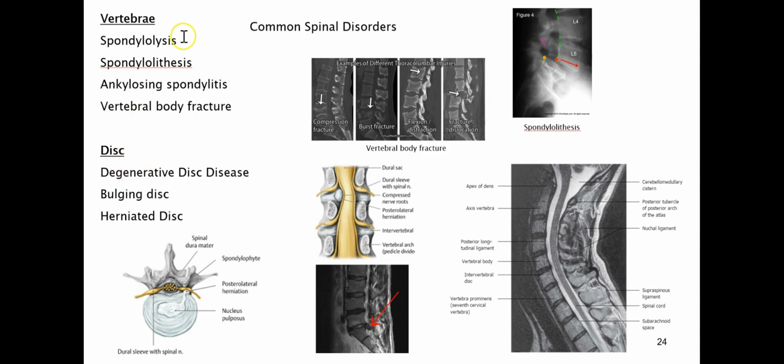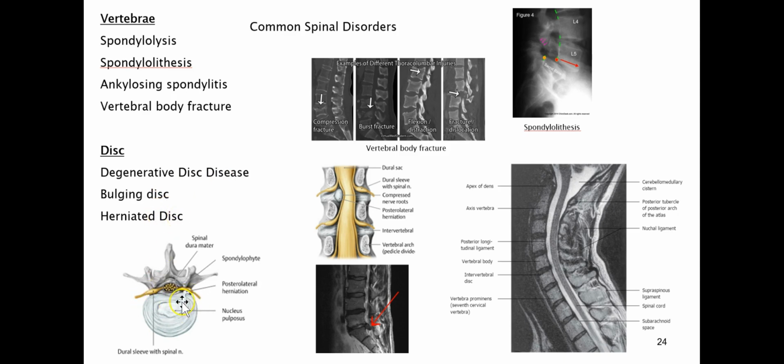So those are issues with the vertebra. Well, I'm sure we've all heard of people who are having disc issues in their spine, either in their cervical spine or their lumbar spine, usually not in the thoracic spine. There's degenerative disc disease, bulging disc, and herniated disc. I'm going to go into each one of these.